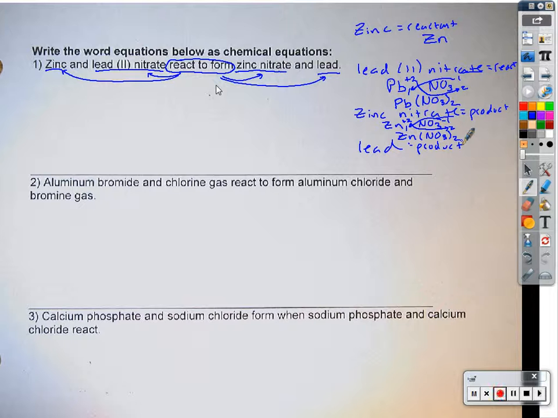Zn(NO3)2. And then finally, lead. One word name means it's probably an element. Lead is Pb. It is not one of the diatomic elements, so we don't have to put that 2 on it.